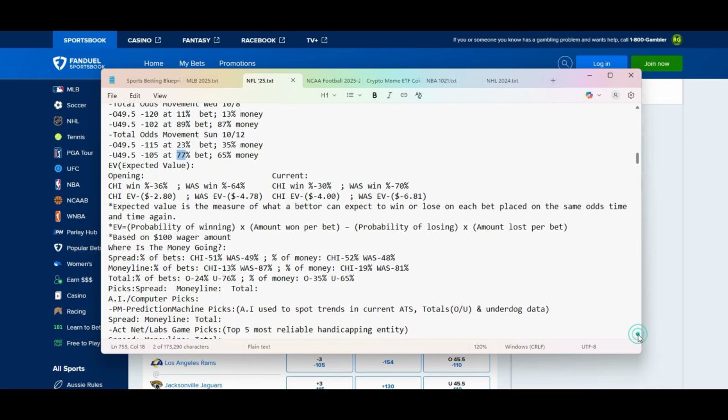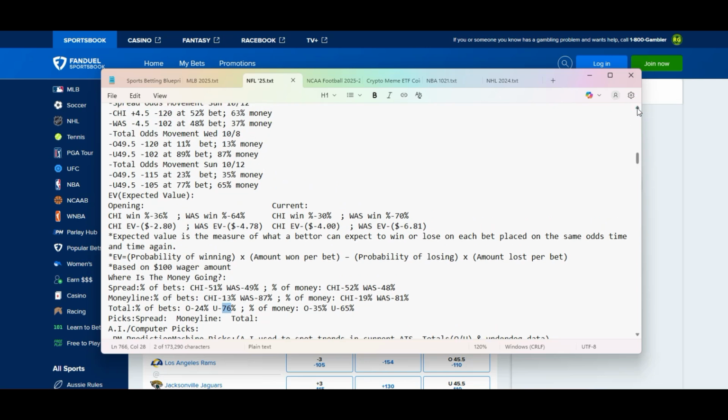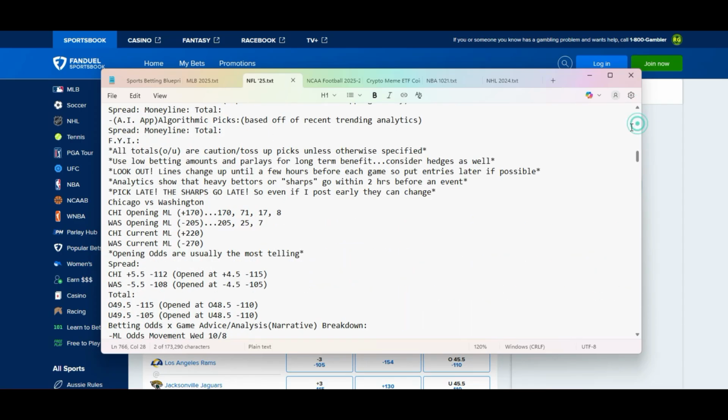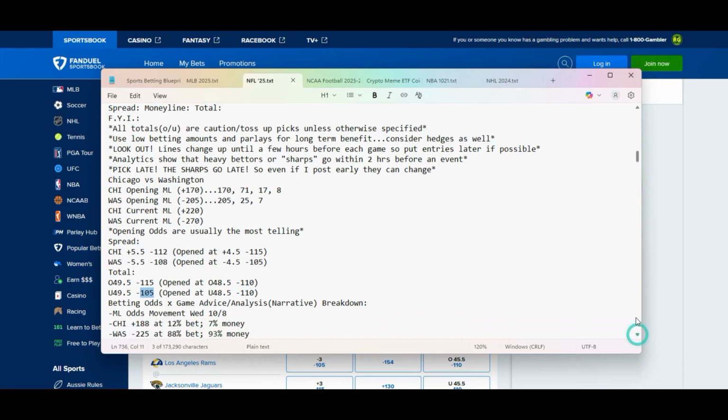As of yesterday, still 76 and 65. 76% betting percentage going with the under, 65% of the money going with the under. Now, based off where those odds have moved, I'm focusing on the under, minus 102 to minus 105. And it is still at minus 105. That under could take it. You could join the public in this instance, only if it stays that way.